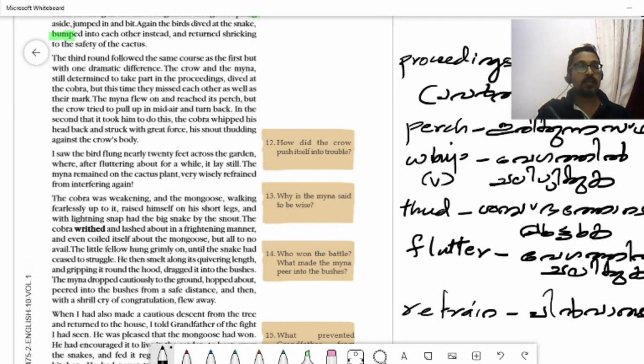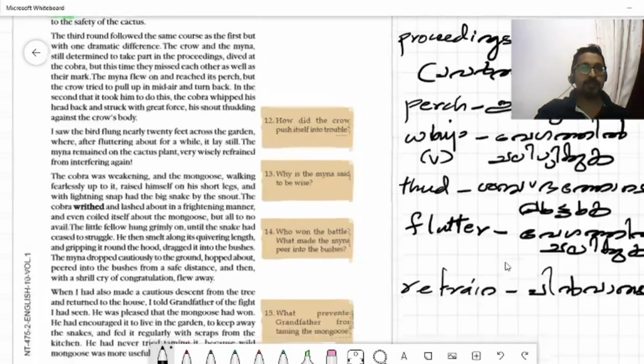Refrain. Avoid getting involved. Interfere. Involve. Interfere.